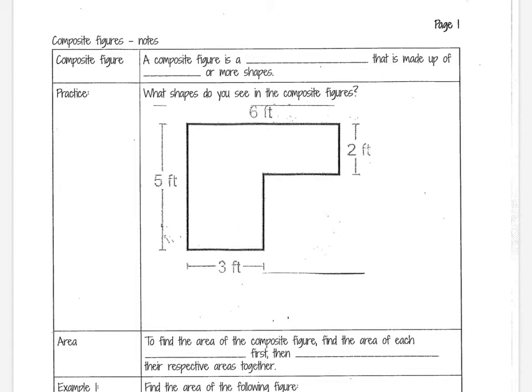Alright, this video is going to be about finding the area of composite figures. So let's start with the definition. A composite figure is a shape or figure that is made up of two or more shapes.